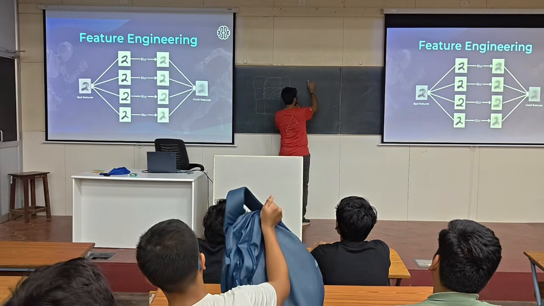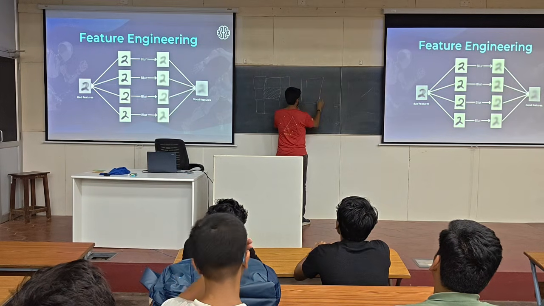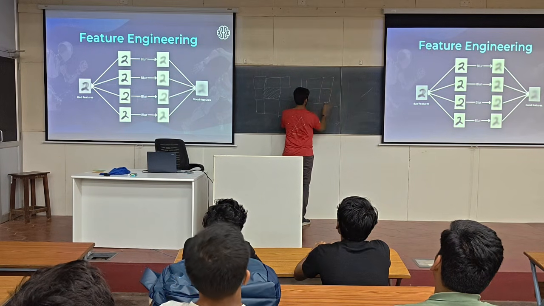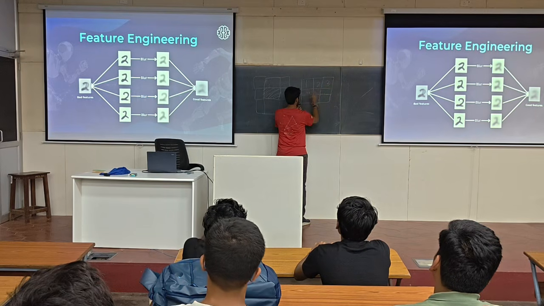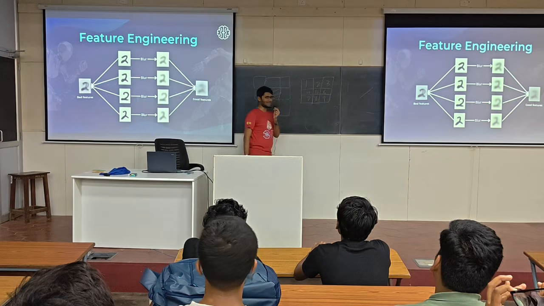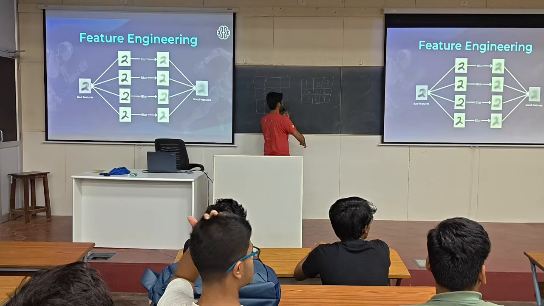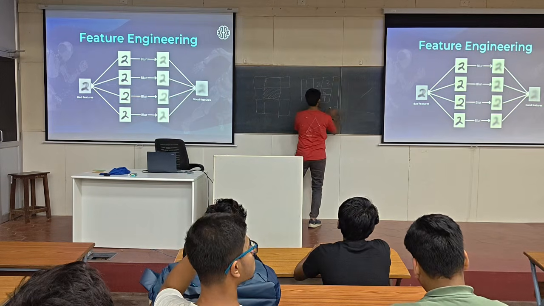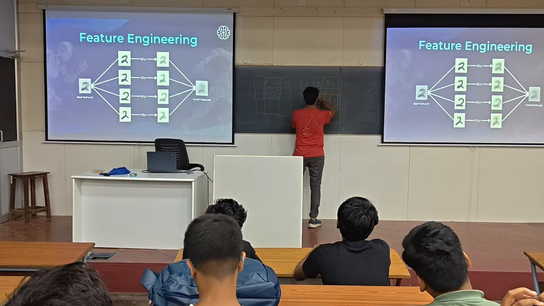So say I have something like, say this is my 1, 2, 3, 4, 5, 6, 7, 8, 9. Say these are my intensities. What I want is, let's extend it even more. Say I have a 4x4 image.